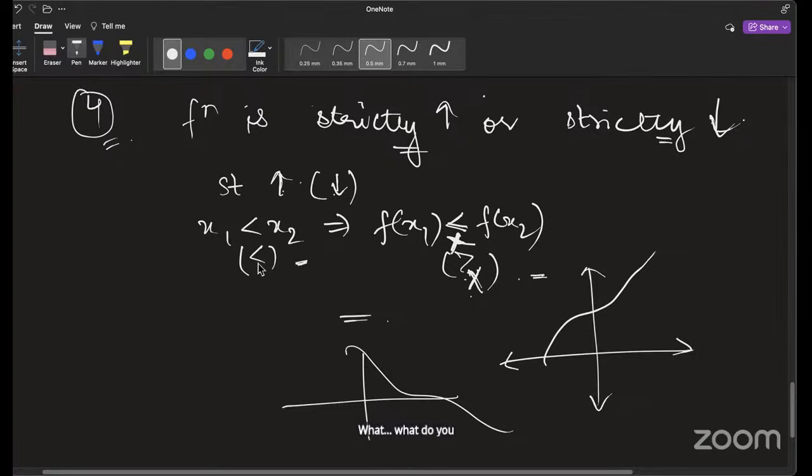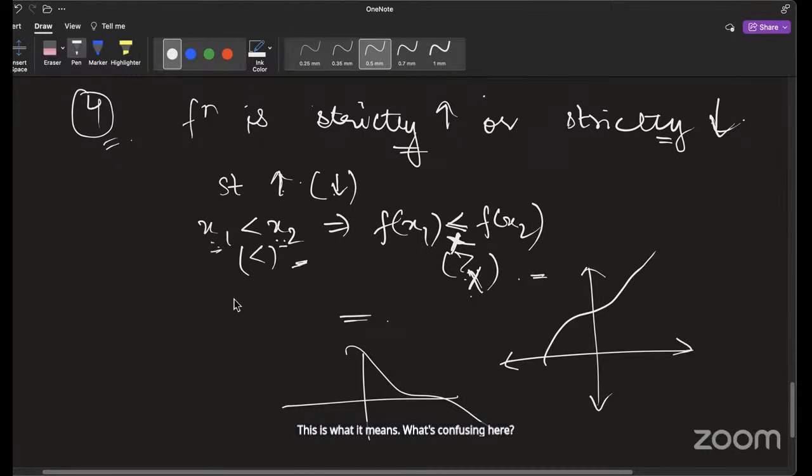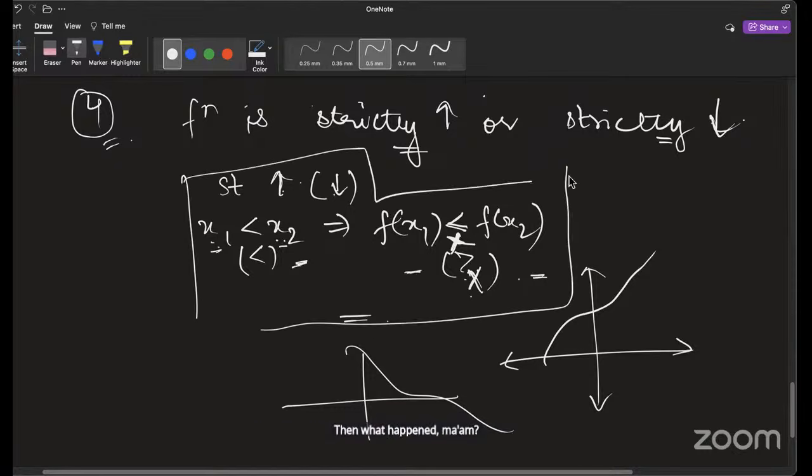What do you not understand in this part? When x1 and x2 are elements from the domain and your x1 is less than x2, this is what it means. If this happens, then this is the definition of strictly increasing. So if your function is strictly increasing or decreasing, then it's 1-1.